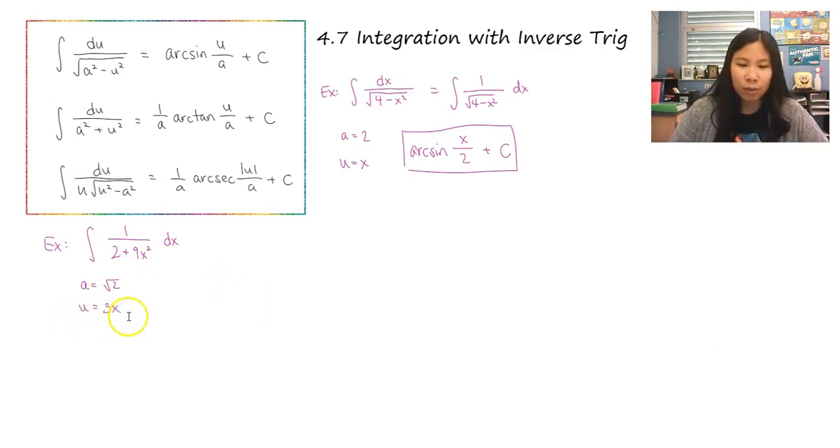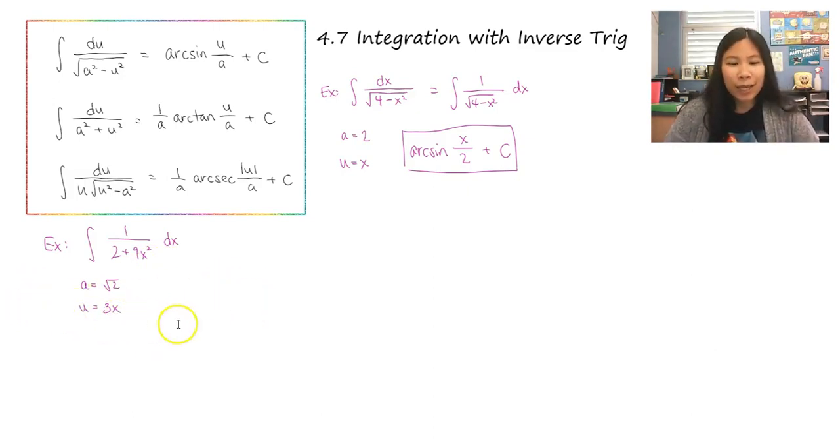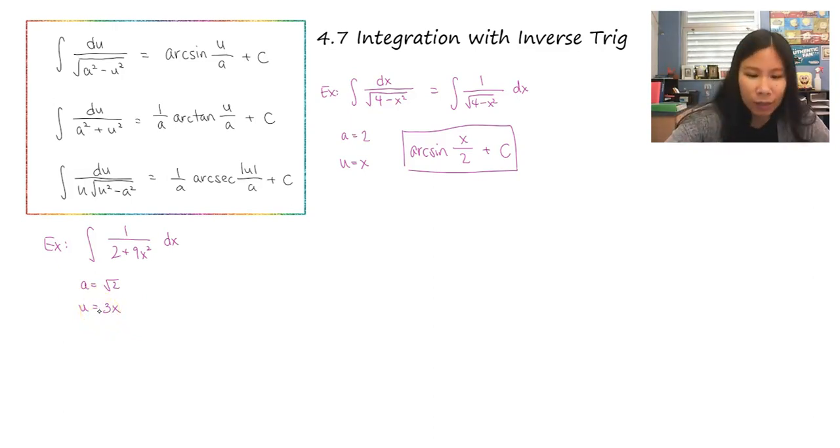So that means u is going to be 3x. All right, so at this point in time, we notice that u is actually a little bit more complicated. It's not just x now, it's 3x, which means I also need to do u sub at this point. This is our process for u sub now. So the derivative of 3x would be 3 dx, so that means dx would be du over 3.